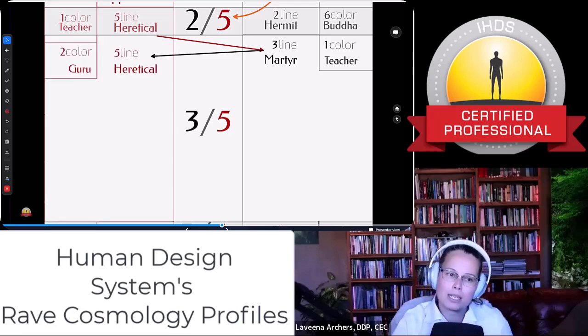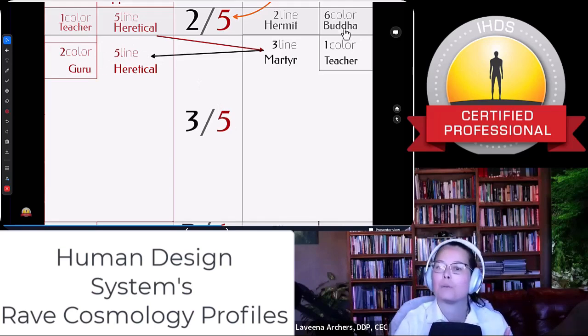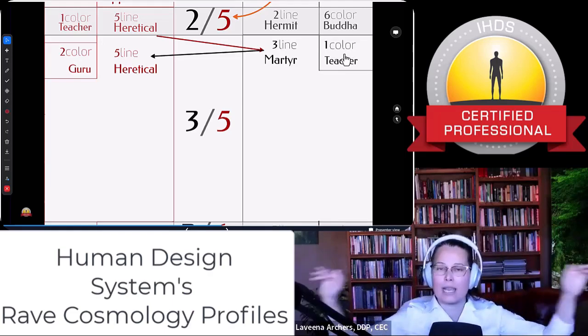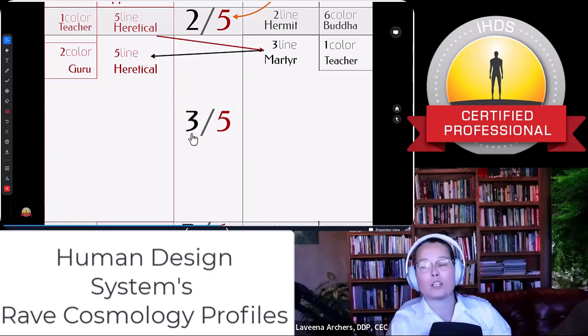So on the body side, we have the line, heretical 5, and underneath, that color is always going to be a 2 when married with the color 1 teacher. So that's where you see true profile, okay? True profile. This is, let's call it generic profile, okay? Not that it's bad, it's where you have to enter into the knowledge.